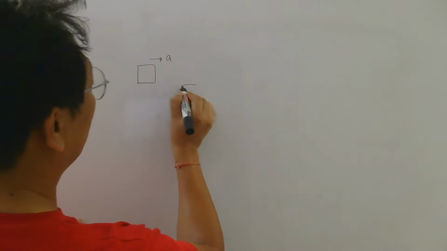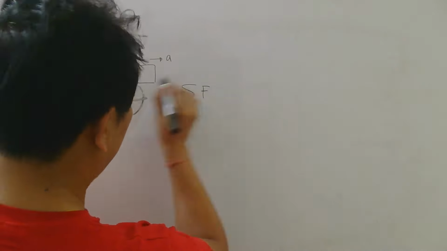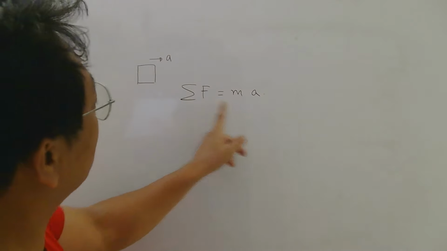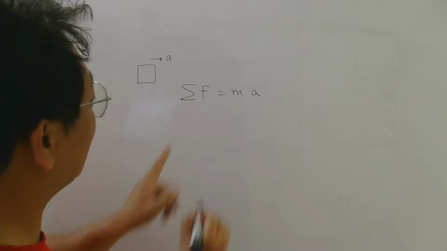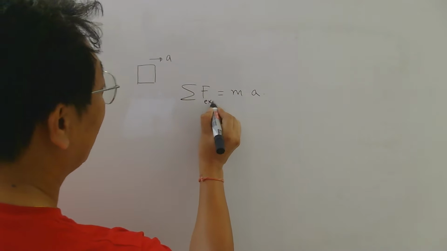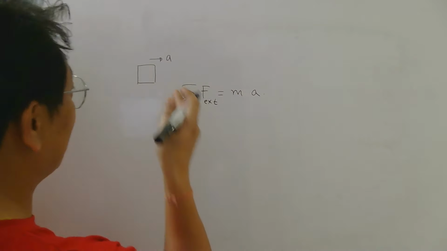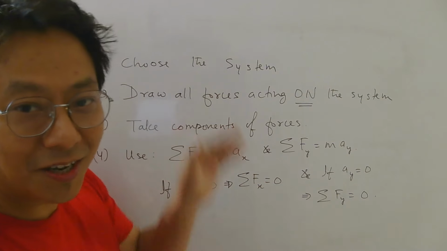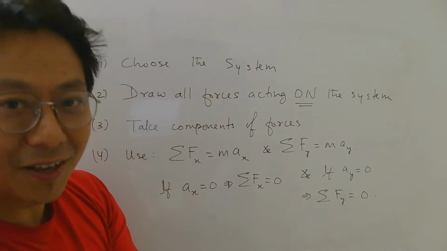Then it says the total external force on this system is equal to m into a. Where m is the mass of the system, and this F represents all the external forces on the system, not by the system, on the system. Okay. So these are the steps to apply Newton's second law.